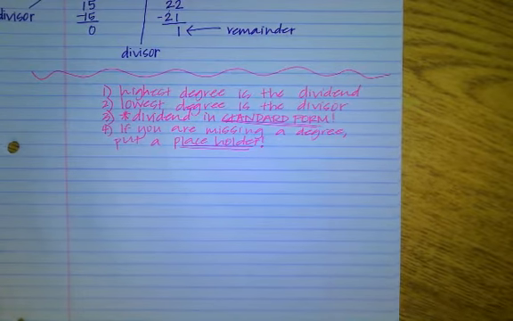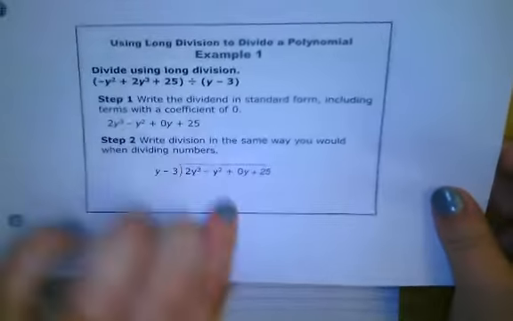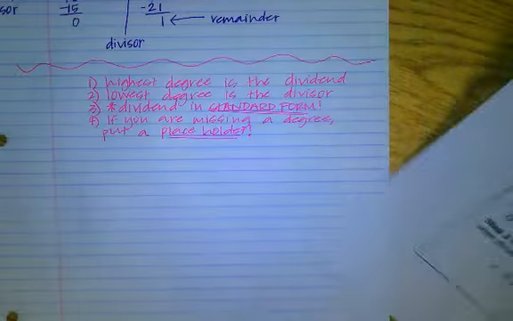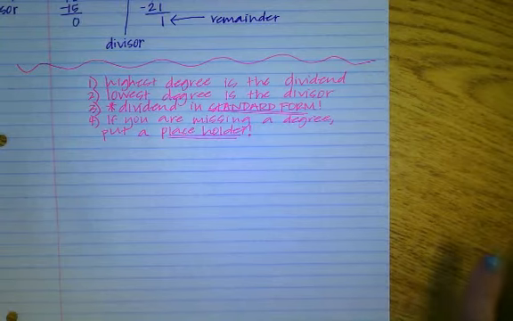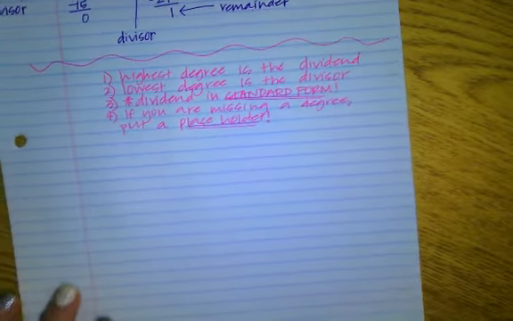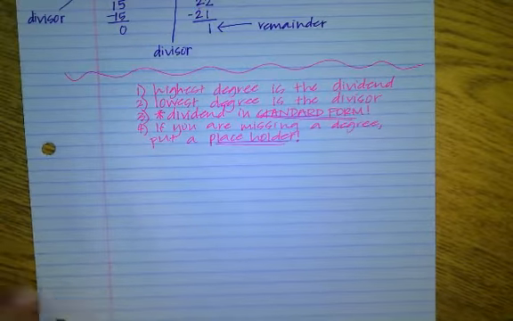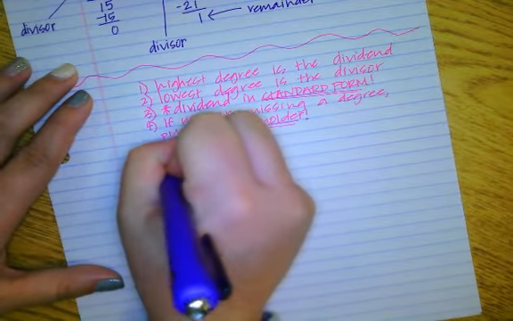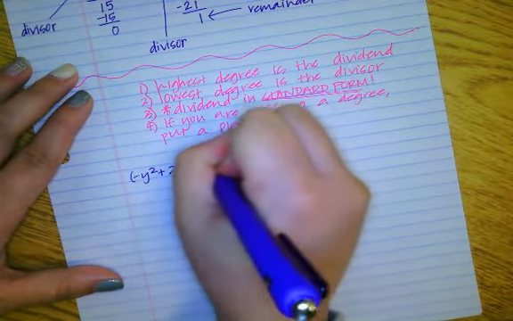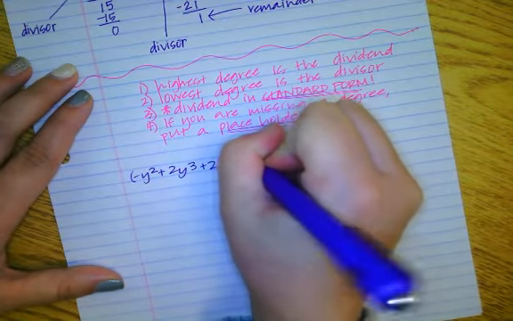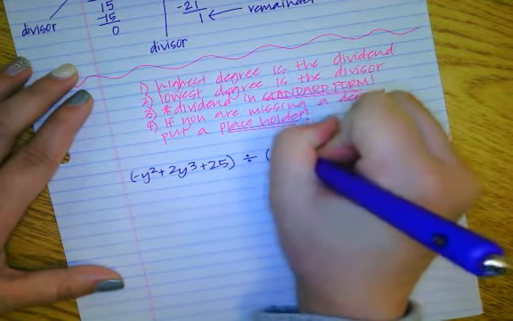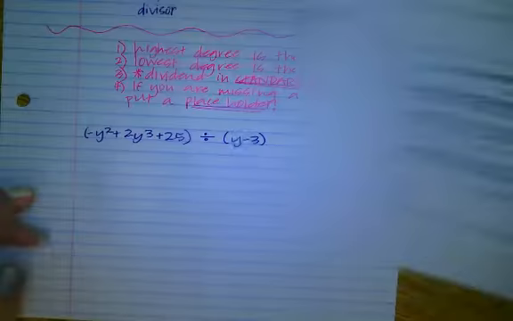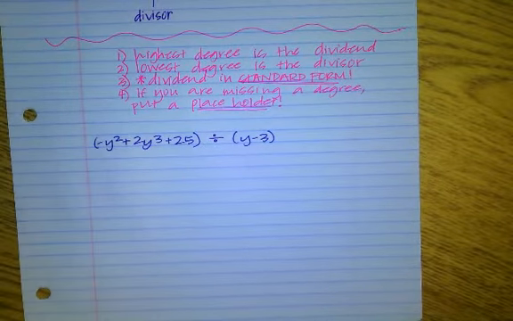Alright. On your PowerPoint slide, you'll see that there's step by step in case you got lost. However, I'm going to just do it again, like I said, on paper, and then you can refer back to that as needed. The first one that I'm going to do is this one here. It says negative y squared plus 2y cubed plus 25 divided by y minus 3. So it's the example that's written out in steps for you. I'm just going to do each step up here.